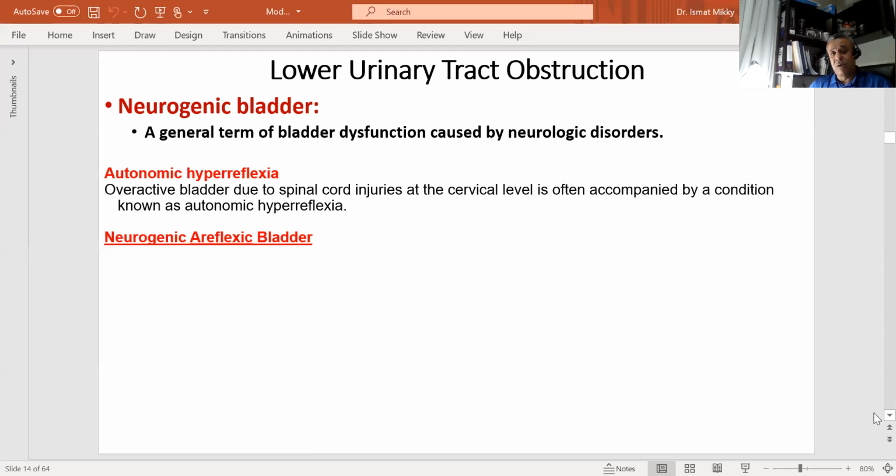Another type of lower urinary tract obstruction is due to what is called the neurogenic areflexic bladder, which is a failure of the bladder to empty the urine. It is also called flaccid neurogenic bladder. And that occurs when there is an injury to nerves and the micturition center of the sacral cord or the peripheral nerves that supply the bladder.